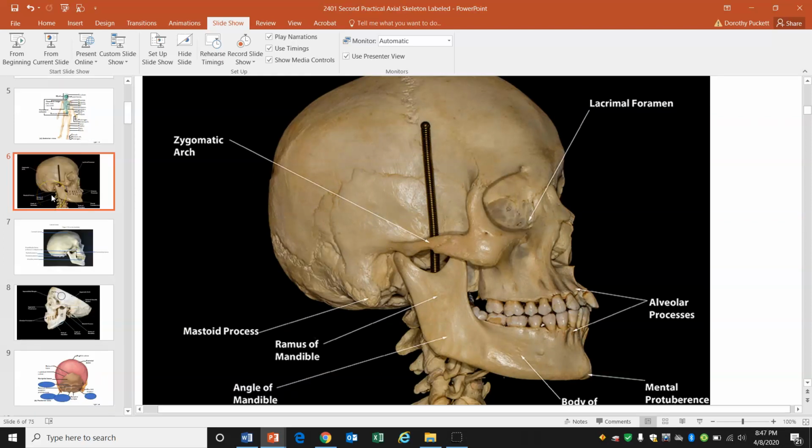So far, we've looked at the external view of the skull. In the next video, I'm going to show you the superior view and the inferior view of the skull so you can see more markings.